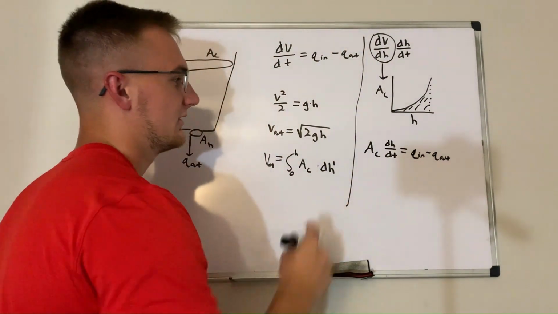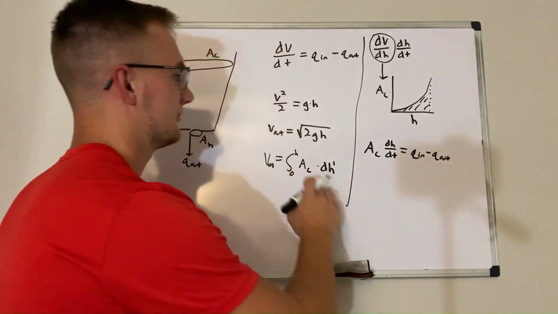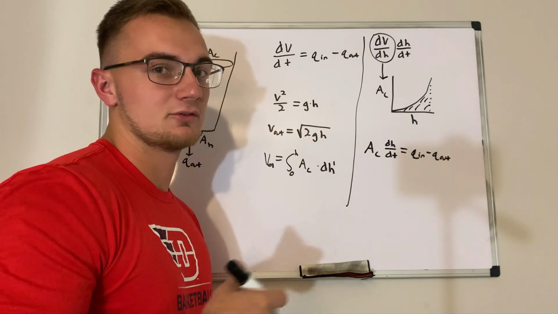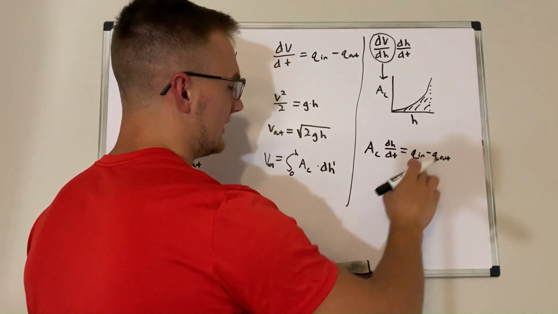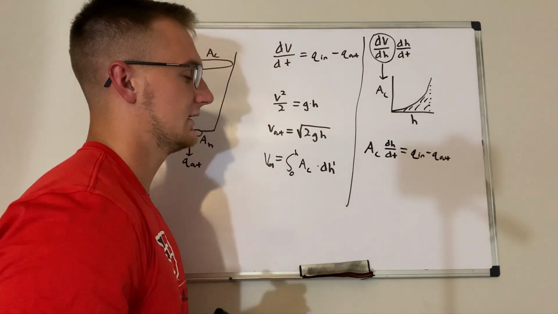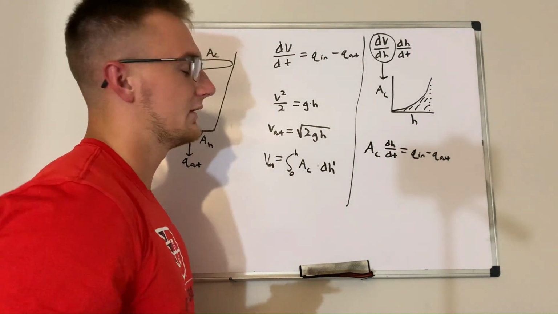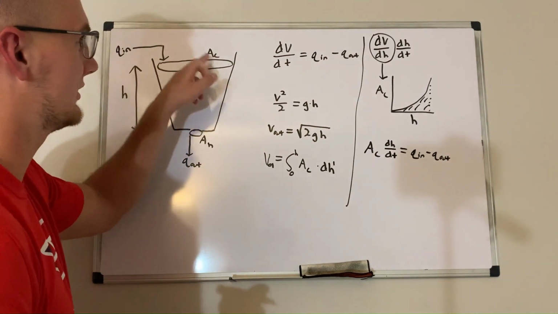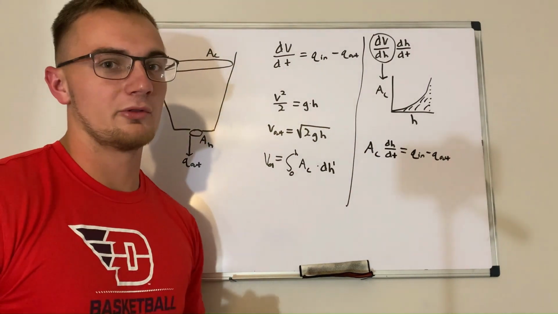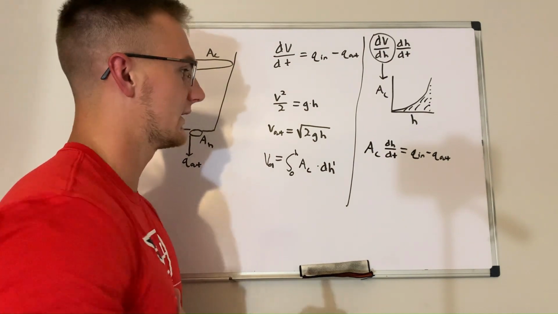And we can simplify this a little bit further because we know we have the velocity of the fluid going out. So what we can do is take our velocity here and multiply it by the cross-sectional area of the hull here. And notice that this is not the cross-sectional area of the tank, but of the hull at the bottom, because we're talking about the velocity going out.